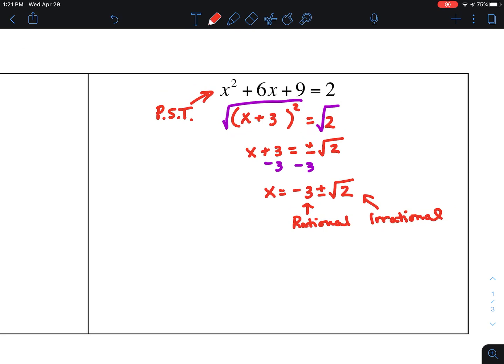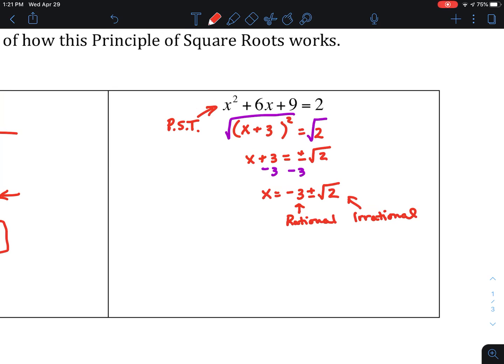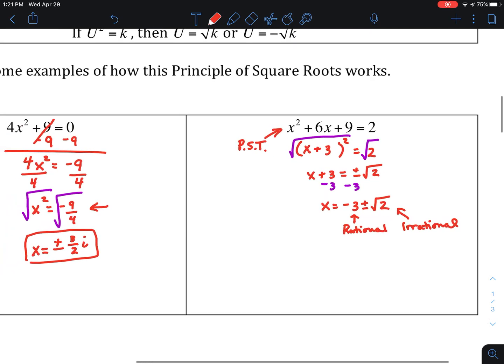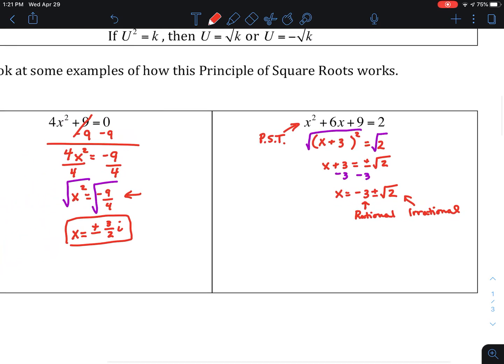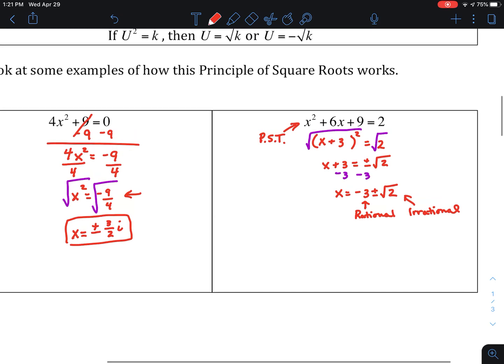So again, sometimes we have to factor in order to solve a quadratic just like this. When in doubt, factor it out. If it can be factored, try to factor it. All right, so this is using the principle of square roots. This is one way that we can solve a quadratic equation.